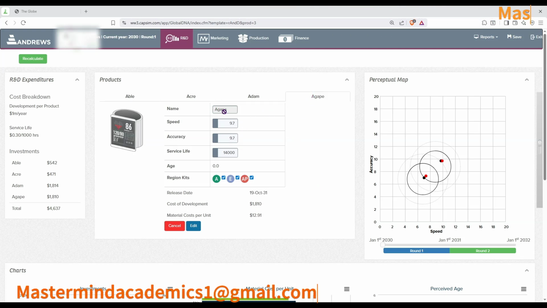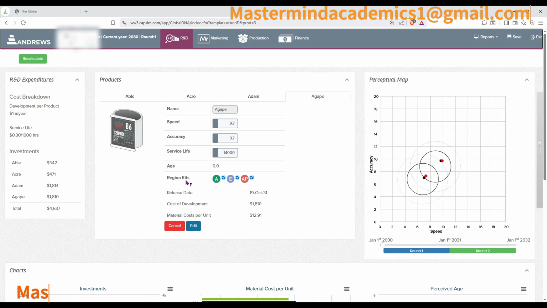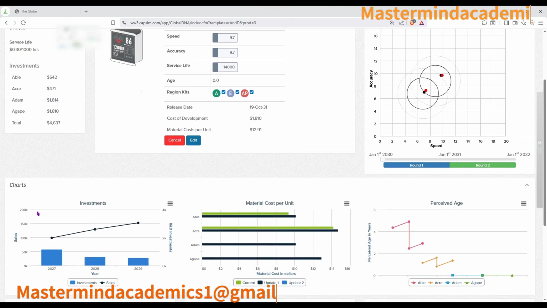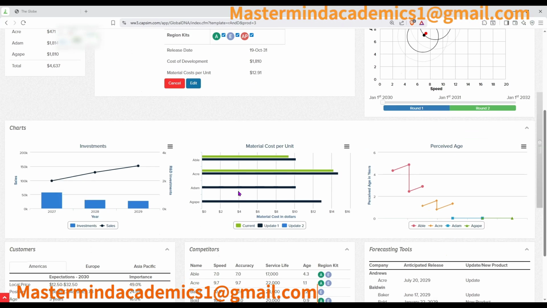Agep, I'll be selling in the performance segment, and you can see I gave it a speed of 9.7, accuracy 9.7, service life 14,000. I'm selling it in all 3 regions, and its positioning is here. So that's all. Down here you have the charts for the investment, material cost per unit, and perceived edge.